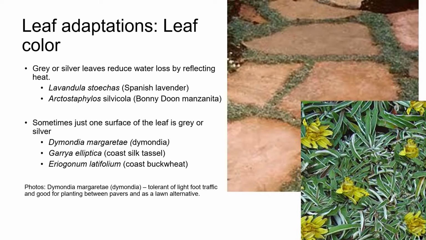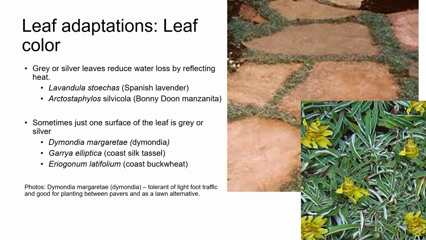Grey or silver leaves reduce water loss by reflecting solar radiation, which helps to keep the leaf surface temperature much cooler. And examples that we would see around here quite often include Spanish lavender, English lavender, and if we're out hiking, the Bonny Doon manzanita, Arctostaphylos sylvicola.